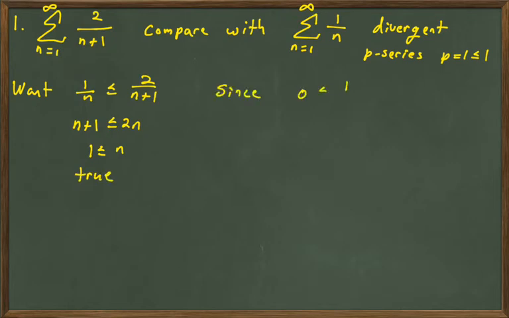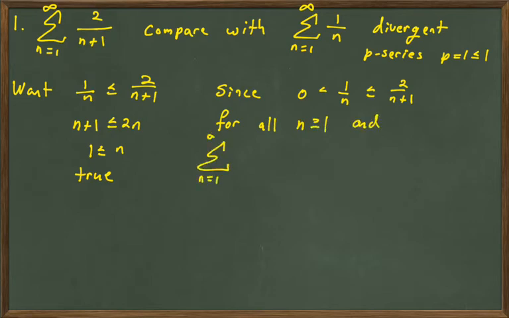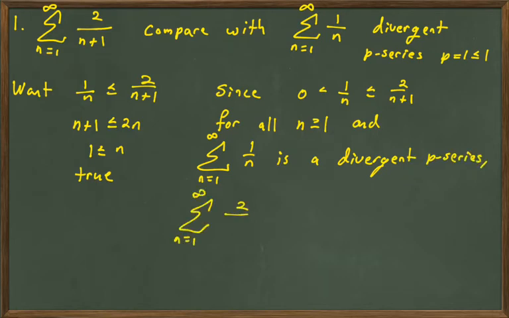Since 0 is less than 1 over n, which is less than or equal to 2 over n plus 1, for all n greater than or equal to 1, and the sum n equals 1 to infinity of 1 over n is a divergent p-series, the sum n equals 1 to infinity of 2 over n plus 1 diverges by the direct comparison test.